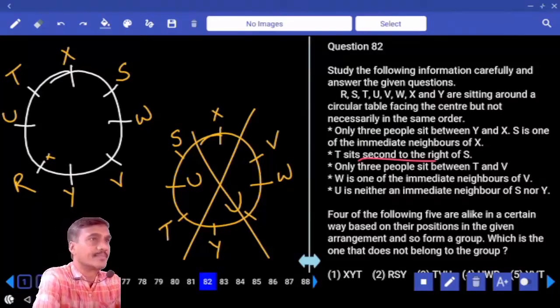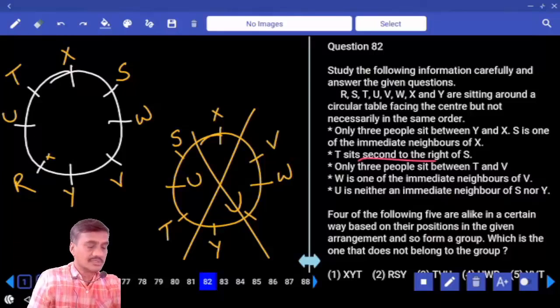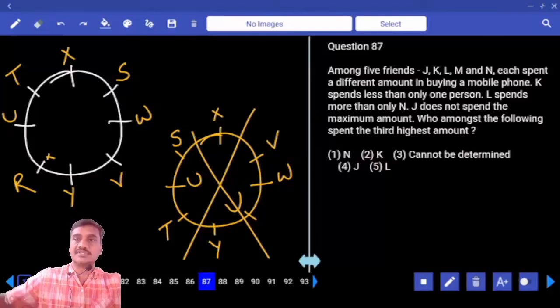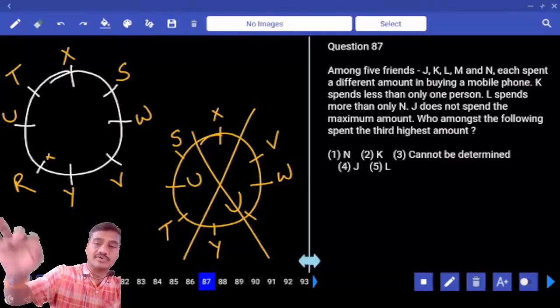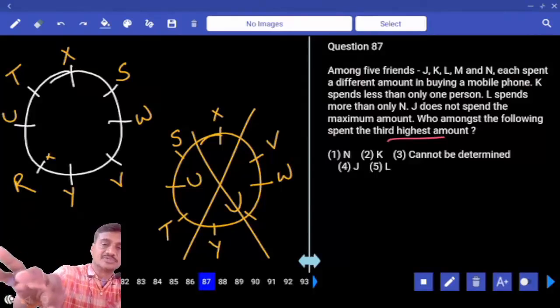Then next one. Write down this arrangement. Then 87. Now 87 is based on comparison. In this 87th one, how many persons are there? There are some 5 friends. Among 5 friends, J, K, L, M, N each spent a different amount in buying a mobile phone. Now we need to find out who has spent the third highest amount.